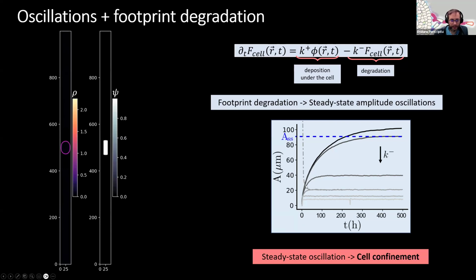So basically, when you add degradation, the cell is going to start oscillating until you reach a steady-state oscillation. And the amplitude of this steady-state oscillation depends on how fast the footprint degrades. The faster the footprint degrades, the smaller the amplitudes are going to be, and the more confined the cell is going to be. So we can think about this degradation as a way of confining the cell into a region, and that confinement can change by changing the degradation rate of the footprint.